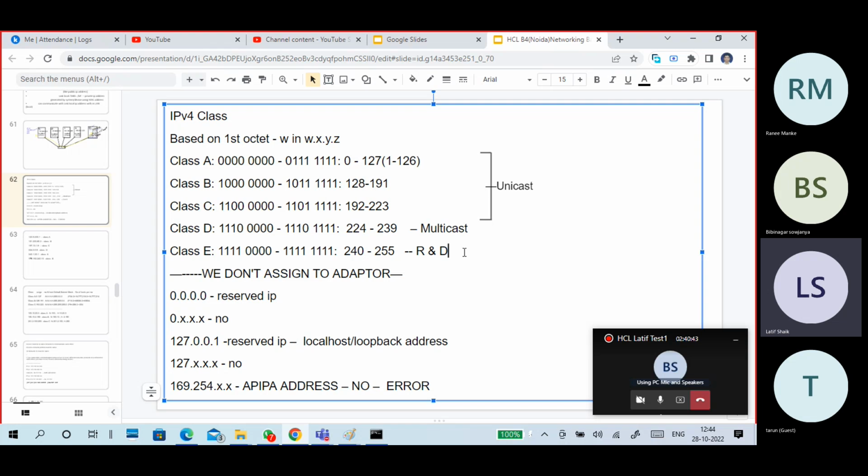Guys, yesterday I told about the OSI layers: application layer, presentation layer, session layer, transport layer, network layer, data link layer, and physical layer. 7 layers. Now I'm telling Class A, Class B, Class C, Class D. And yesterday I also told some protocols and their port numbers, right? HTTP, HTTPS, FTP. Okay. So how to do all these things? All are important questions only.